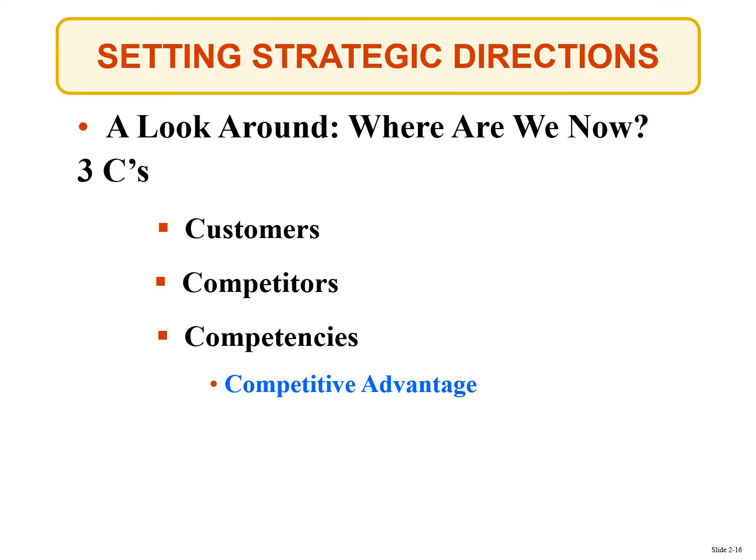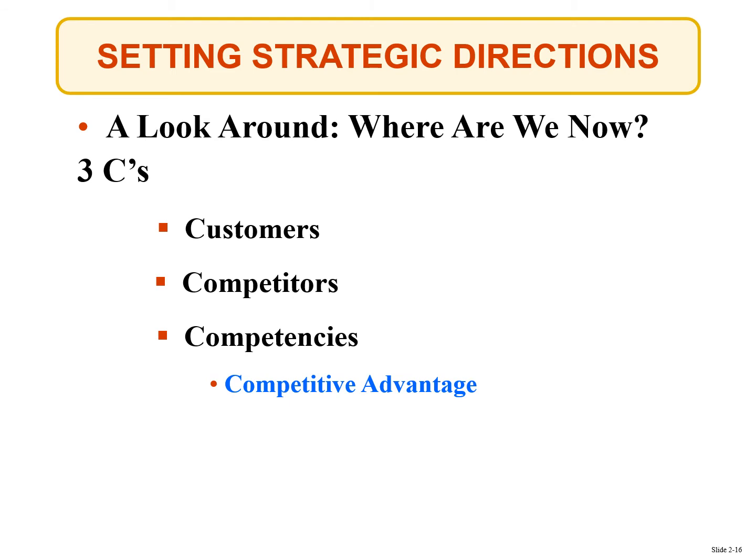Now, setting strategic directions. In order to set strategic directions, what you need to do first is look around. You need to ask your organization, where is it right now? Where is it at the present time? That's why it says, where are we now? Because you're asking your own organization where the organization is now at the present time.